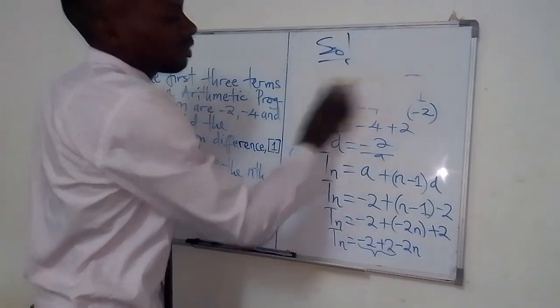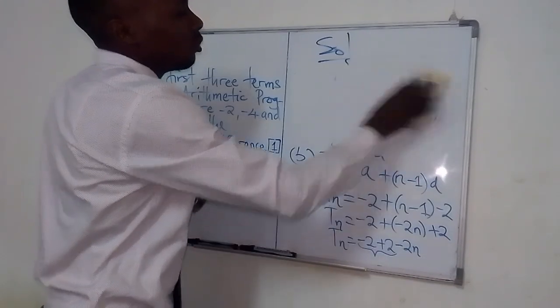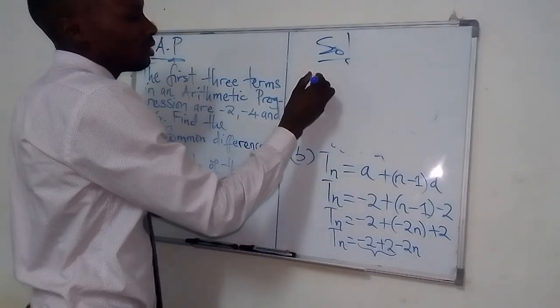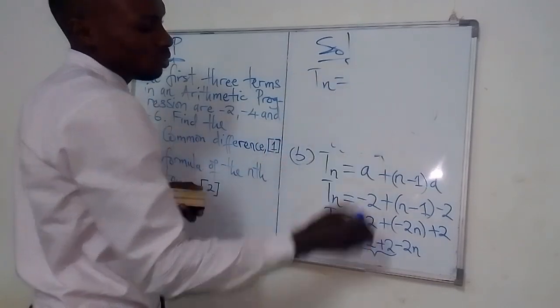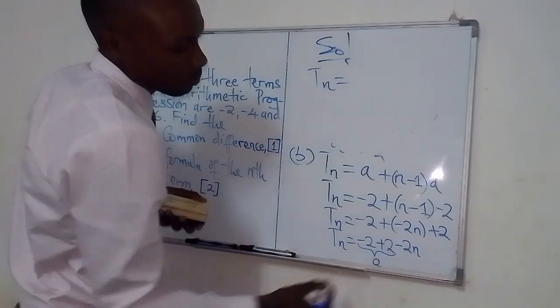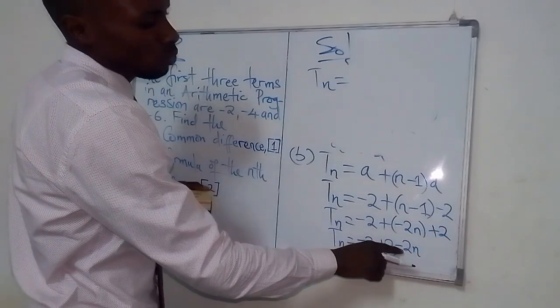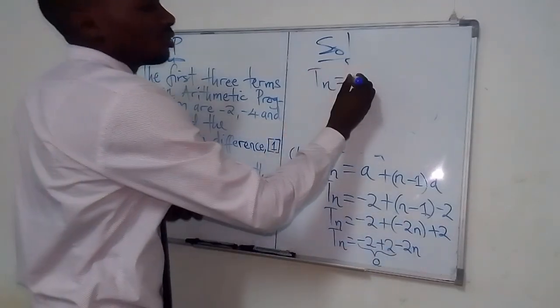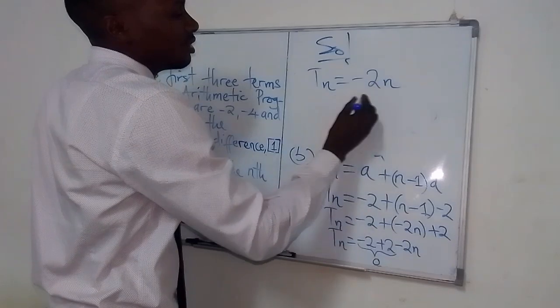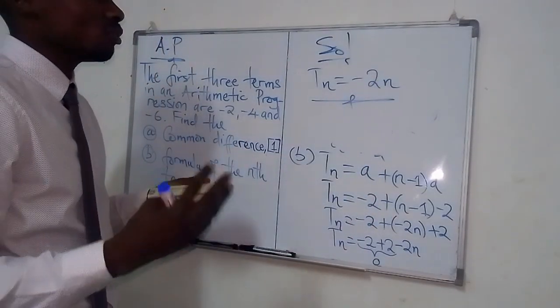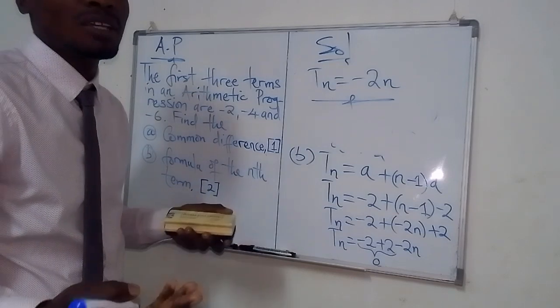So I'm going to write it here. This is going to give us the following. For B, continuation for B, Tn is equal to, we get a 0 because negative 2 plus 2 gives a 0. Then we're going to remain with negative 2n. So this here is the nth term formula. This is the formula that you can use to get any term in the progression.